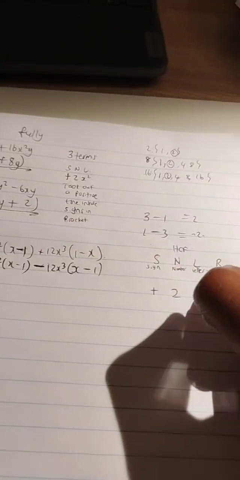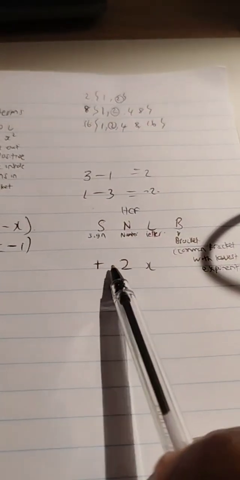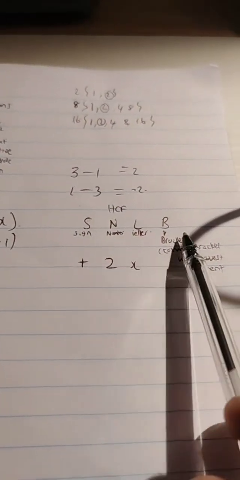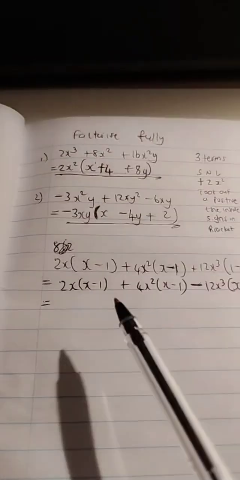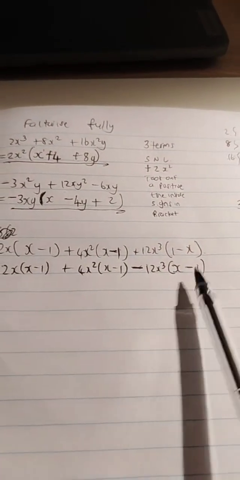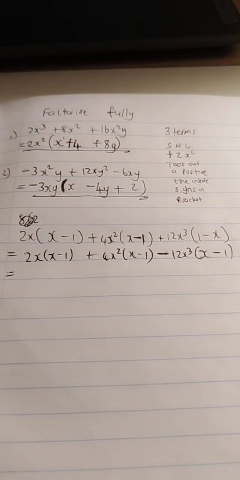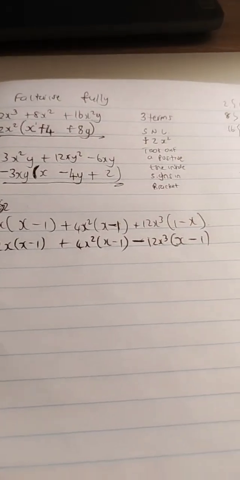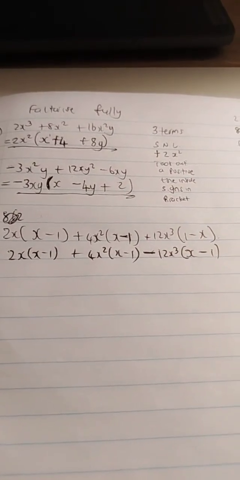Awesome. So basically we have x. Right? So positive 2x is our highest common factor. Now, the last thing, bracket. x minus 1, x minus 1, x minus 1. So, highest common factor bracket is what, guys? What do we write as the highest common factor bracket?